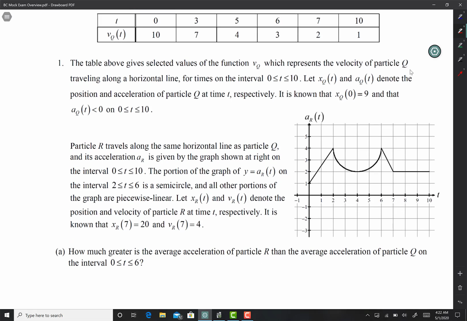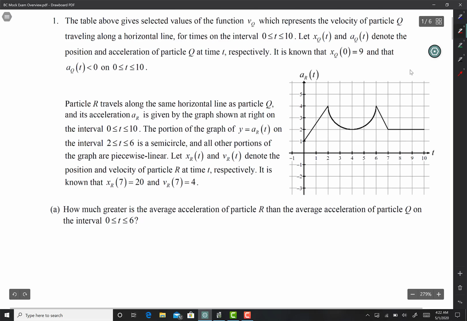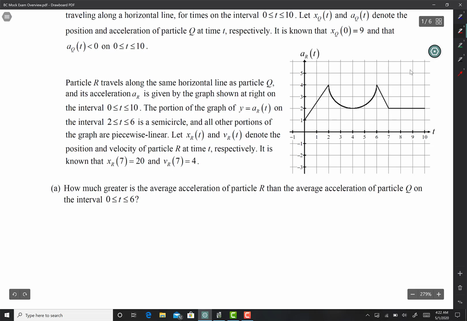Particle r travels along the same horizontal line as particle q, and its acceleration is given by the graph shown at the right between 0 and 10. The portion of the graph y equals a of r on the interval 2 to 6 is a semicircle. It's obvious right here, it looks like a semicircle. On all other portions, the graph is piecewise linear. x of r and v of r denote the position and velocity of particle r at time t, respectively. It is known that x of 7 equals 20. I wouldn't call that initial position because it's not 0, but it's a position they give us, so I was just going to say position at 7 and velocity at 7.